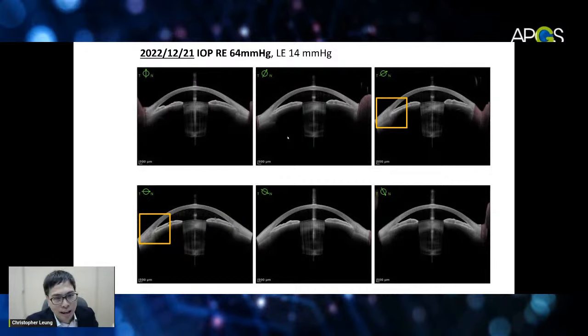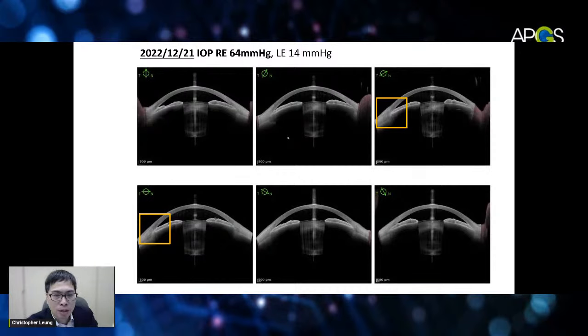I typically do not perform LPI at this stage because the cornea is edematous, and the laser absorption typically would not be ideal. Many of us here would adopt medical therapy. The patient did receive Diamox and topical IOP-lowering medication, but IOP remained high.